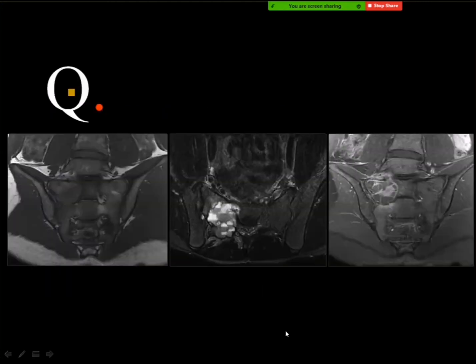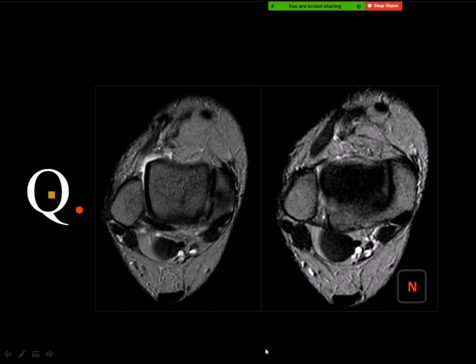Then this is MRI of the sacrum. ABC. Yes, and this is aneurysmal bone cyst because of the fluid levels, which are very characteristic of the aneurysmal bone cyst. This is MRI of the ankle. This is a normal for comparison, and this is where the pathology is.